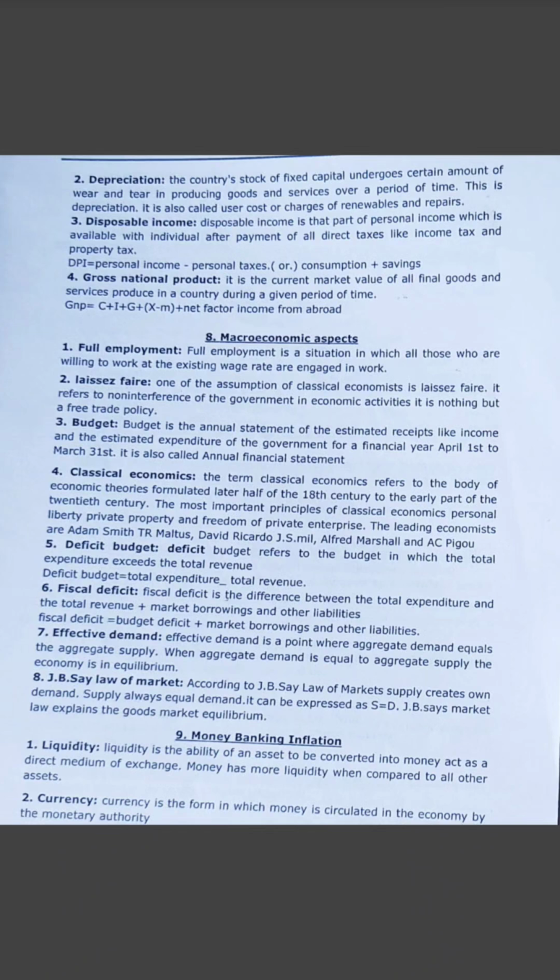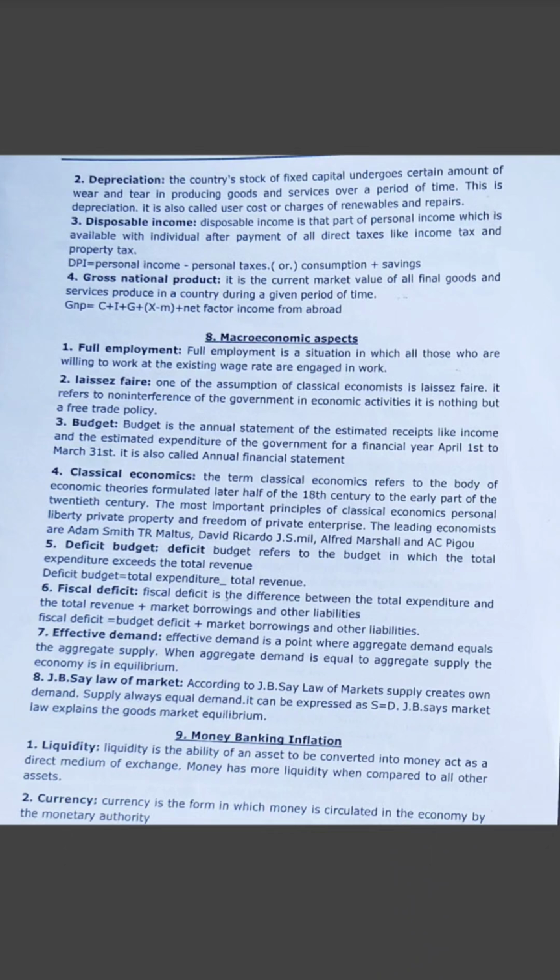Deficit budget. The budget in which total expenditure exceeds the total revenue. Deficit budget is equal to total expenditure minus total revenue. Fiscal deficit. Fiscal deficit is the difference between the total expenditure and total revenue plus market borrowings and other liabilities.